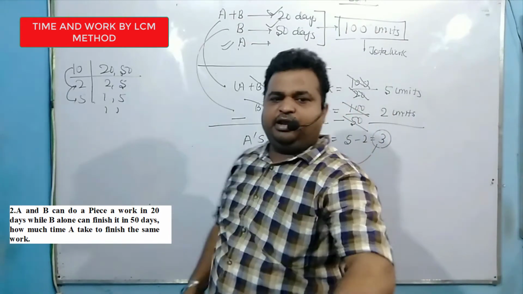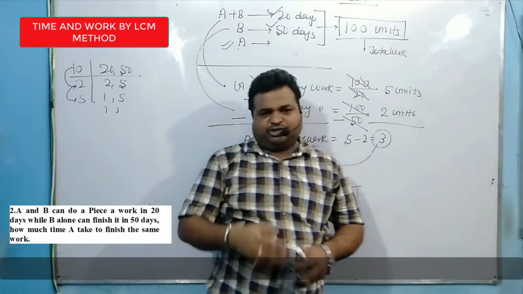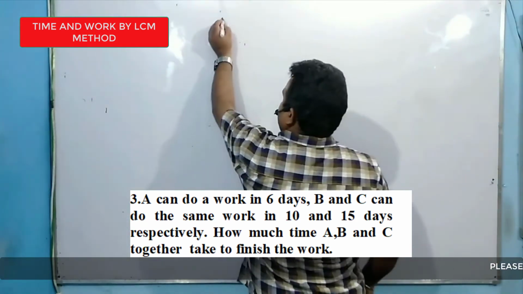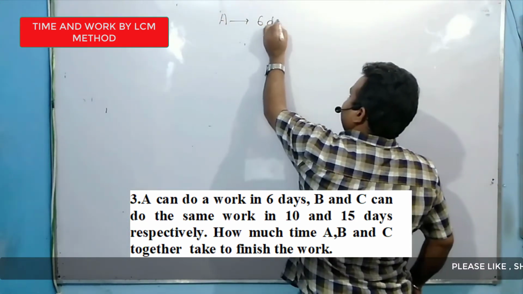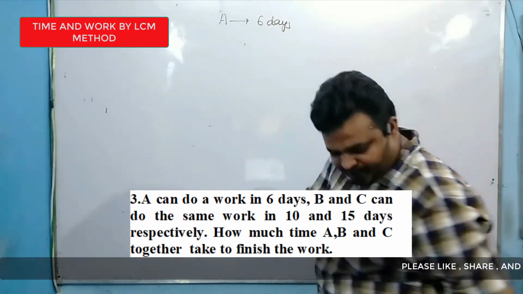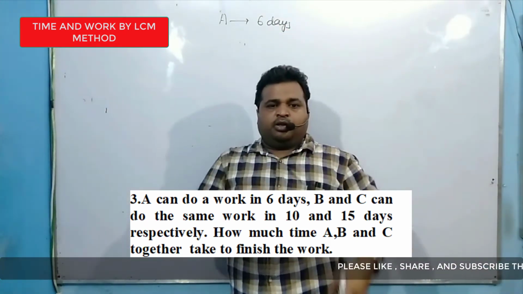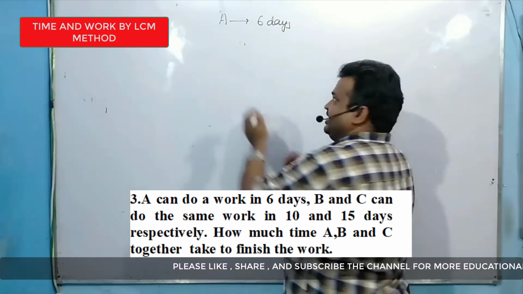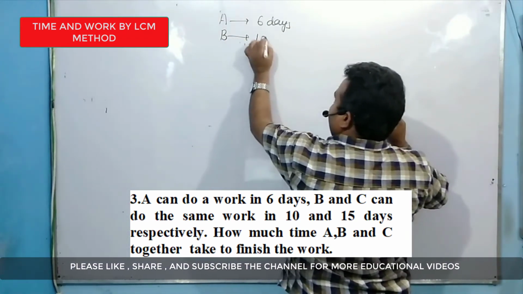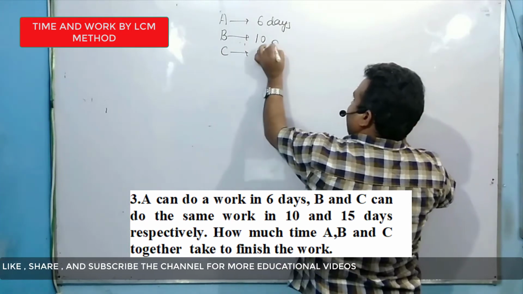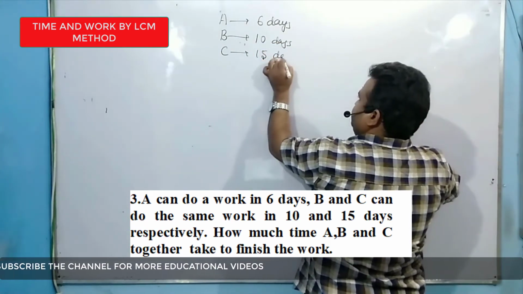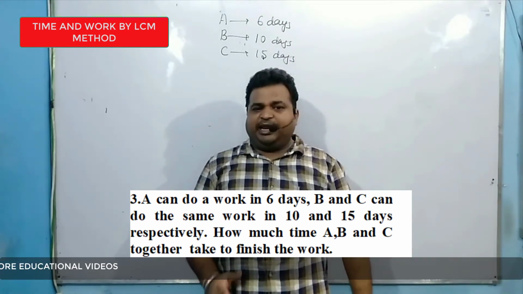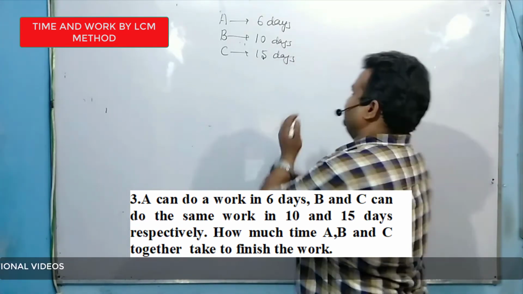Okay. Now I move to the next one. A can do a work in 6 days. B and C can do the same work in 10 days and 15 days. So B takes 10 days, C takes 15 days. This is mentioned in the question. Now, how much time do A, B and C together take to finish the work?